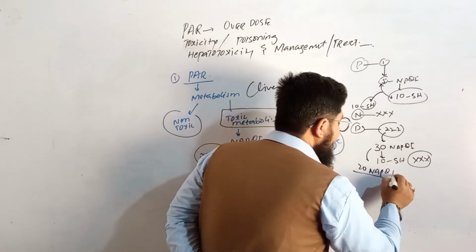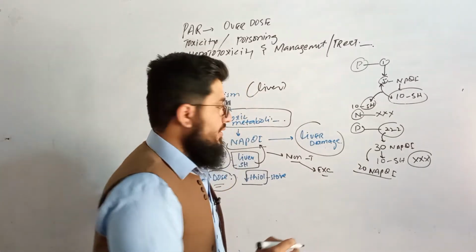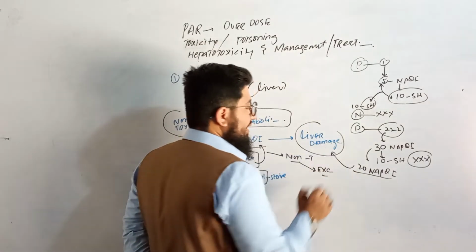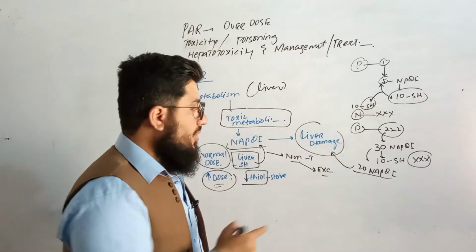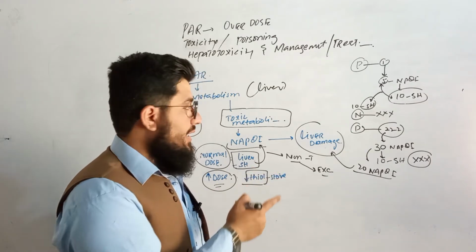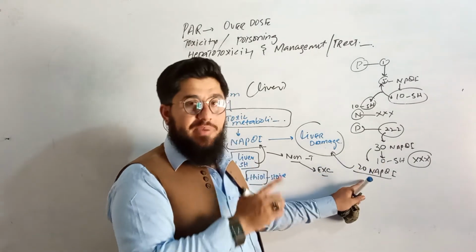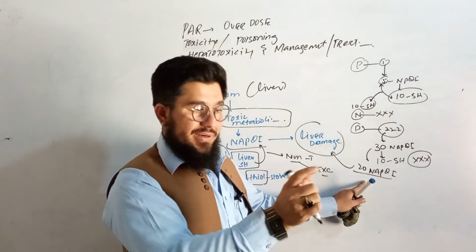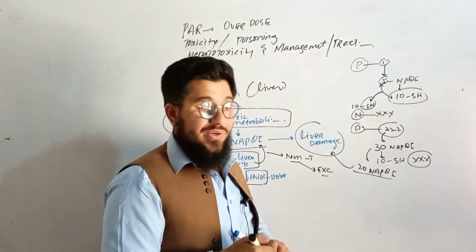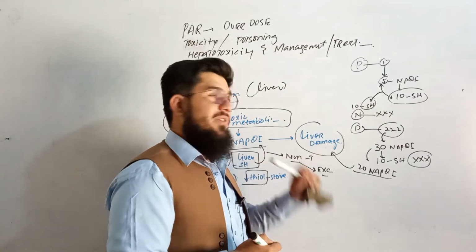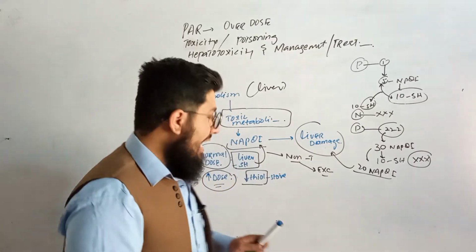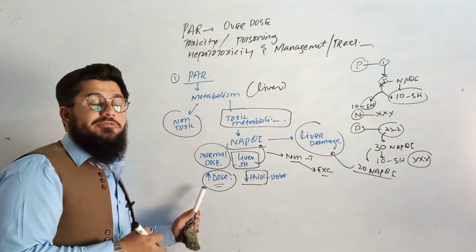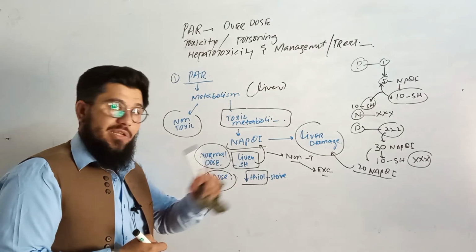Now these 20 NAPQI are enough to damage your liver. Why? Because NAPQI is toxic. Now 10 of the NAPQI have been made non-toxic and excreted from the body, but still there are 20 NAPQI available. This 20 NAPQI is responsible for damaging your liver. So this is how, when you increase the dose of a particular medication, it damages your liver.